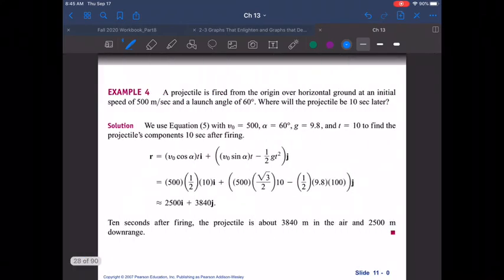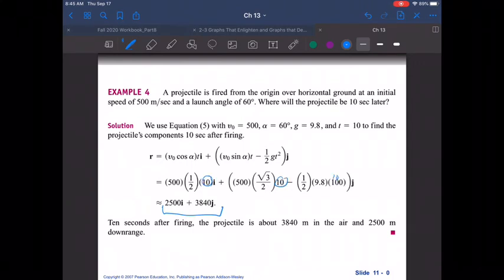So here's an example. A projectile is fired from the origin over horizontal ground at an initial speed of 500 meters per second and a launch angle of 60 degrees. Where will the projectile be 10 seconds later? So here you can just use this equation. You can plug in the numbers that you have and find the components of it. And this is the components of its position after 10 seconds, where we plugged in the 10 seconds.